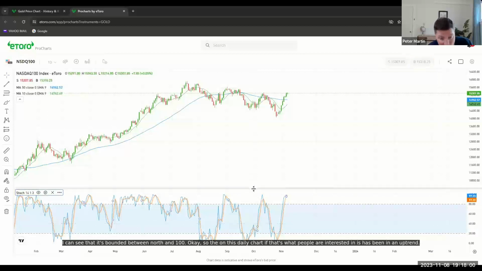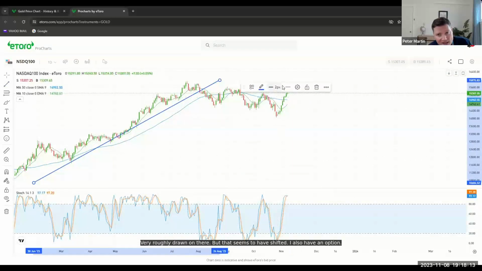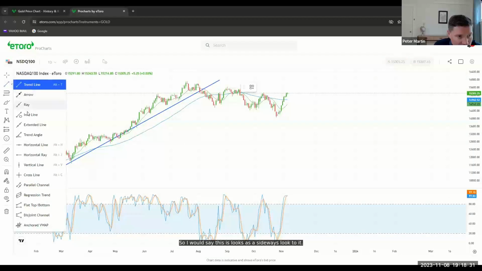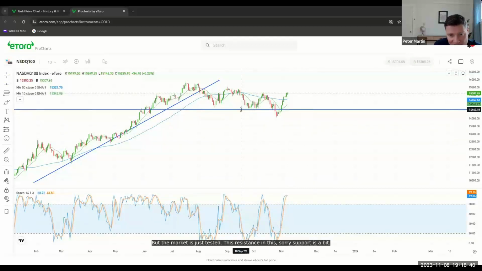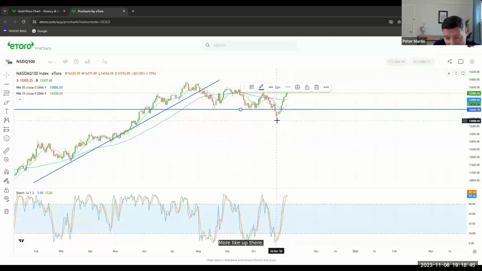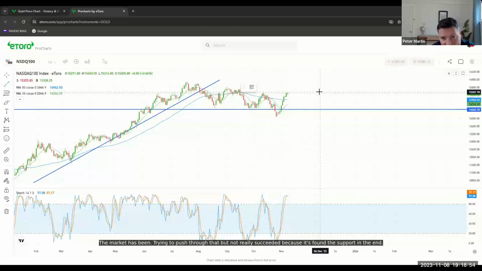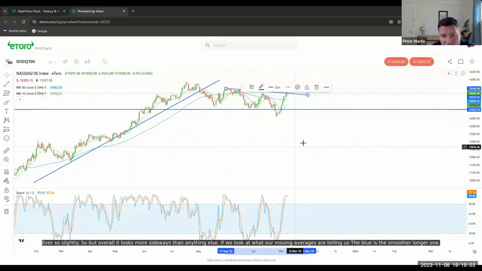Okay, so the NASDAQ on this daily chart, if that's what people are interested in, has been in an uptrend. Very roughly drawn on there, but it seems to have shifted out of an uptrend into something more sideways, although we can see that the troughs are getting a bit more punchy. So I would say this has a sideways look to it, but the market has just tested this resistance. The market has been trying to push through, but not really succeeded because it's found support in the end. This is narrowing ever so slightly, but overall it looks more sideways than anything else.